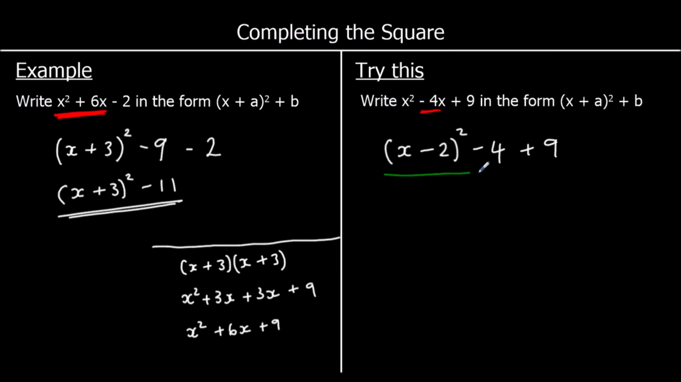So this x minus 2 squared minus 4 is the same as x squared minus 4x. And then we've got a plus 9 on the end. All we do now is simplify. So we've got minus 4 plus 9, which is 5.